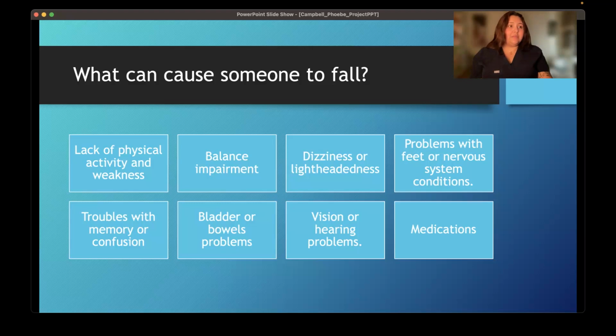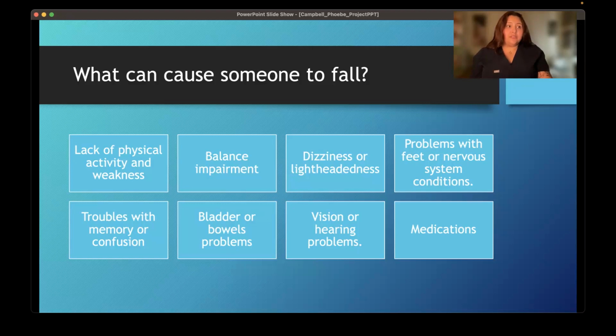Dizziness or lightheadedness. People with medical issues might feel dizzy, the main one being low blood pressure or hypotension, or orthostatic hypotension, which is when you go from a lying, sitting, or standing position and your blood pressure drops pretty drastically in a short period of time. Usually this drop is about 20 or more points, so if a person goes from 120 over 80 lying down, and when they stand up they're 90 over 50, this is a positive orthostatic because it's such a big jump.